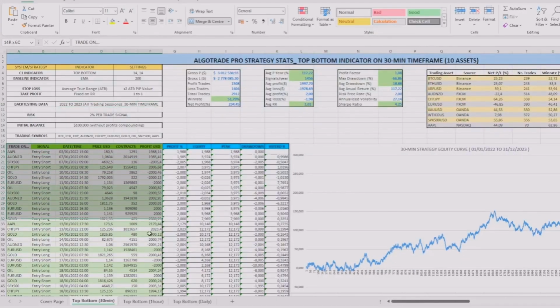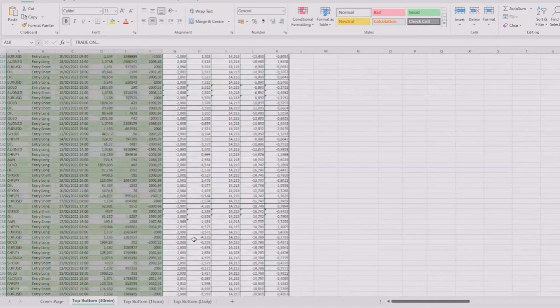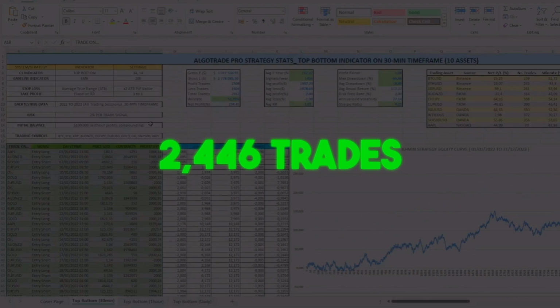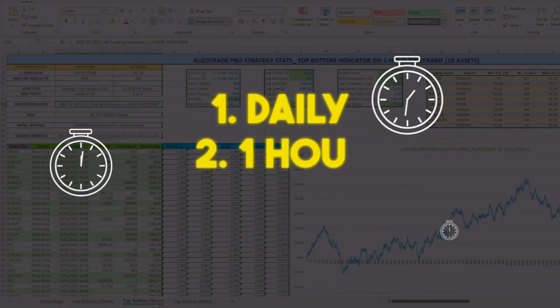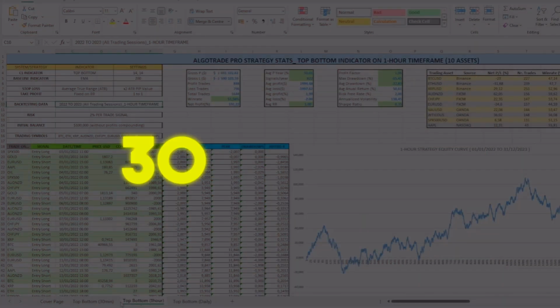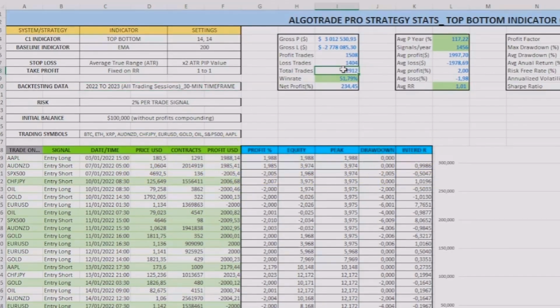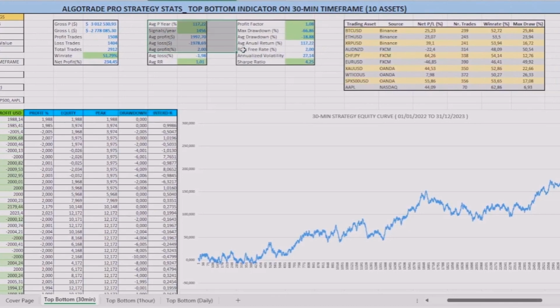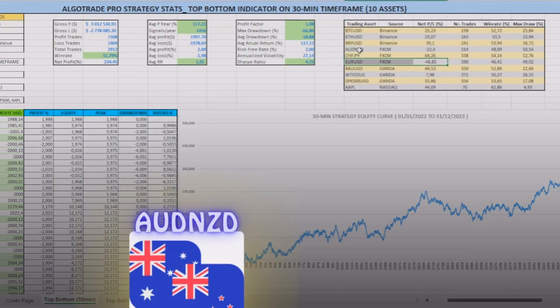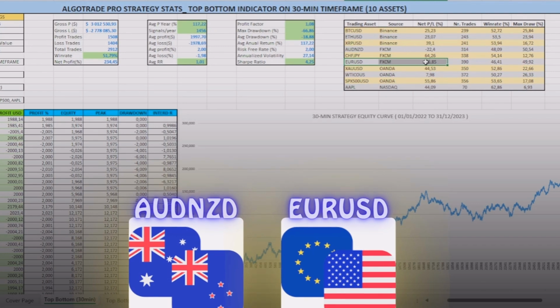After inserting all the trades into my trading journal, I got an analysis of about 4,600 trades across the 3 different timeframes. In the 30-minute one, after 2,900 trades, it achieved a win rate close to 52% and a net profit of 234%. Here you can check other metrics and also the results of every single asset, where we can detect only 2 negative ones, the AUD NZD and the Euro USD.